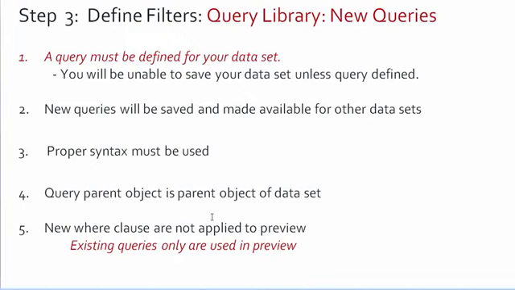The query parent object is the parent object of the data set. So we have shown a PO object set. So our PO is always that parent object and what you need to start with. And then again, if you're looking at the preview functionality from the filter window, any new where clause or filter that you create will not be applied to the preview. The preview is only going to be using the existing query. And that's because we haven't saved anything yet. So because we haven't saved it, we're not able to apply it to the preview.